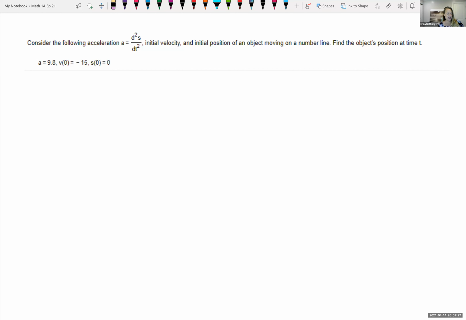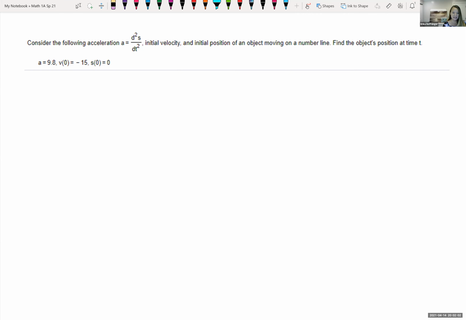So we have an example here where we're going to consider the following acceleration. And remember, acceleration was the double derivative of your position. So if you were given your position function, we could take the derivative to find your velocity function. If we took the derivative of the velocity, that gave us acceleration. So we're given the initial velocity and the initial position of an object moving on a number line. So we want to find the object's position at time t.